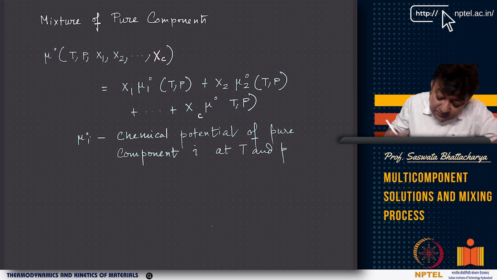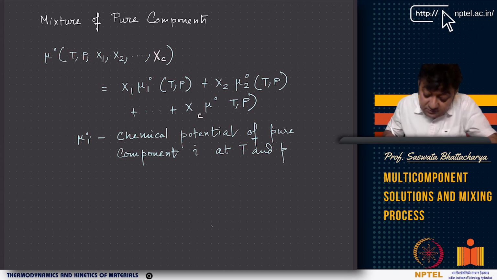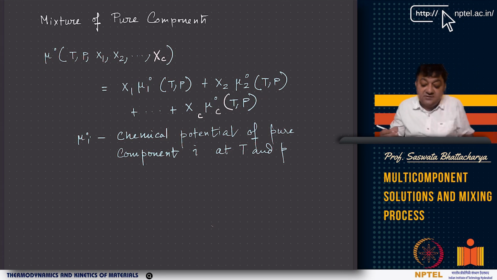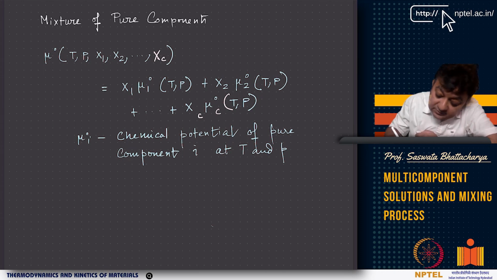So x1 mu1 0, x2 mu2 0, and you have this term. So mu 0 basically is what I am trying to say. So this is xc and this is mu c0, at a constant temperature and pressure.